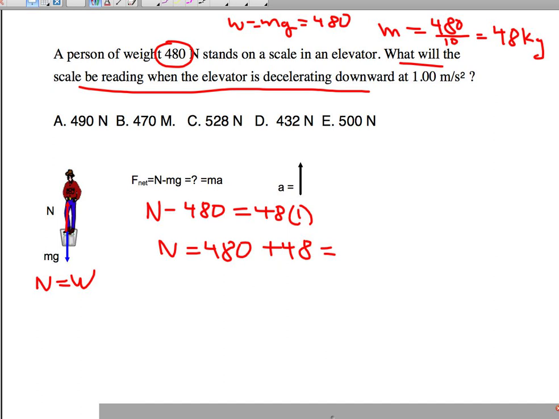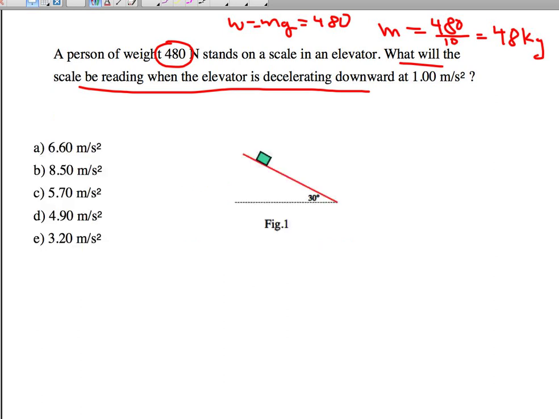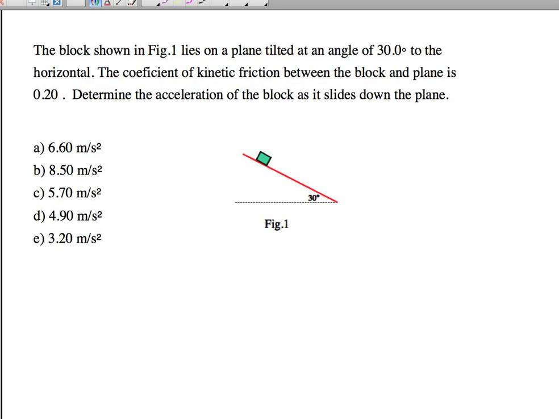Let's take a look at this problem. A block shown in figure 1 lies on a plane tilted at 30 degrees to the horizontal. The coefficient of friction between the block and the plane is 0.2. Determine the acceleration of the block as it slides down the plane. We're going to do this problem, but first without friction. So no friction initially. So here's the block.